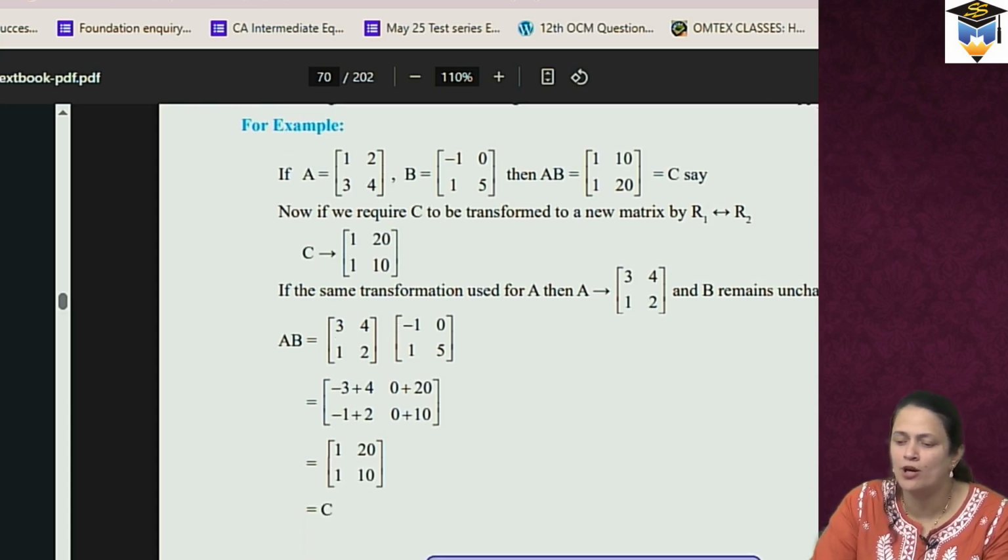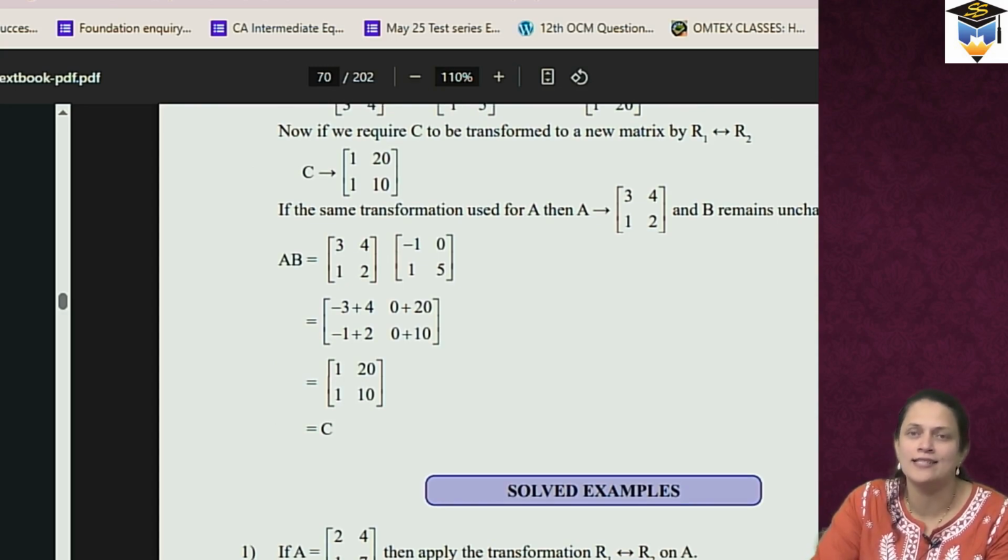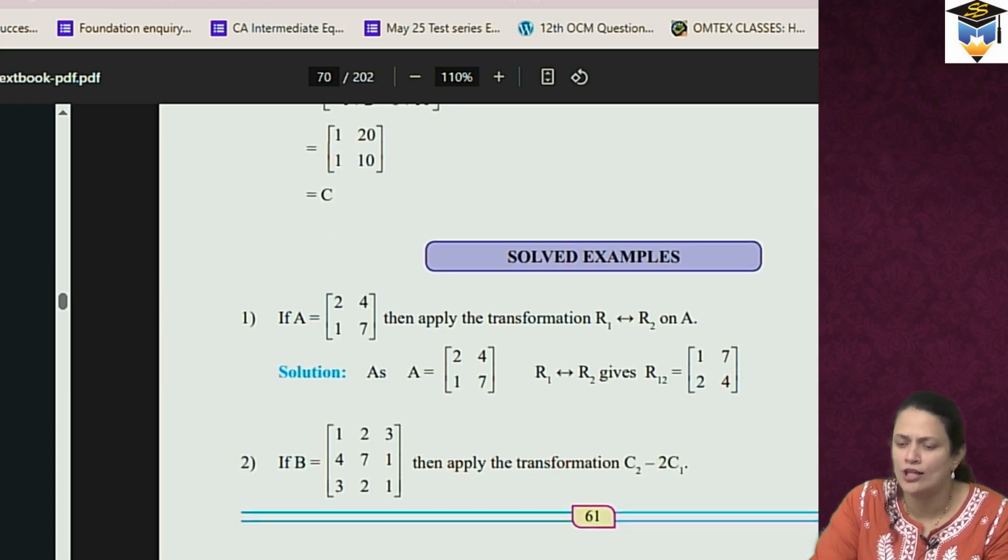Please write in the chat box or write on WhatsApp so that I understand you've understood. So now let us go to the solved examples. The first one.